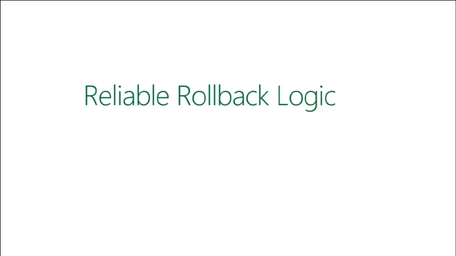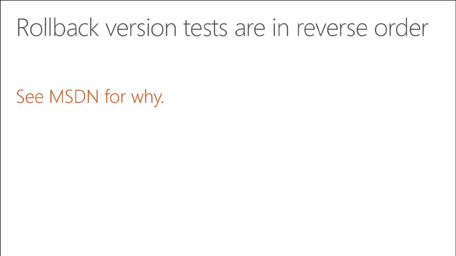Now, as you've probably noticed, the rollback version tests are in reverse order. You start with the highest number and then test for the next and the next. There's a reason for that, but I'm going to refer you to the MSDN documentation for why you do the rollback logic in reverse order from the venerable version logic.